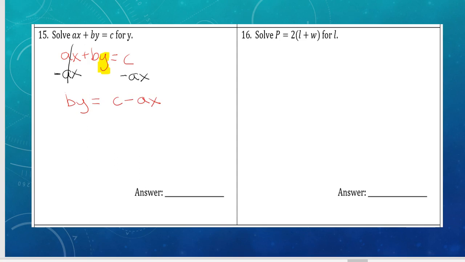Of course, c and ax are not like terms, so I cannot combine them. I can just write them together, making sure c stays positive, and then the ax term is a minus or a negative. We're still solving for y. In order to isolate y, I need to get b out of there. So a multiplied b moves by dividing by b. Whatever I do to one side, I have to do to the other. And it looks like y equals c minus ax all over b. Put that in the answer spot.